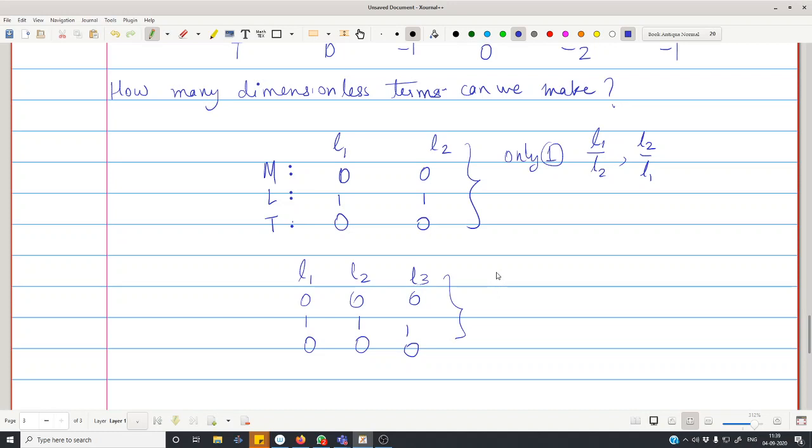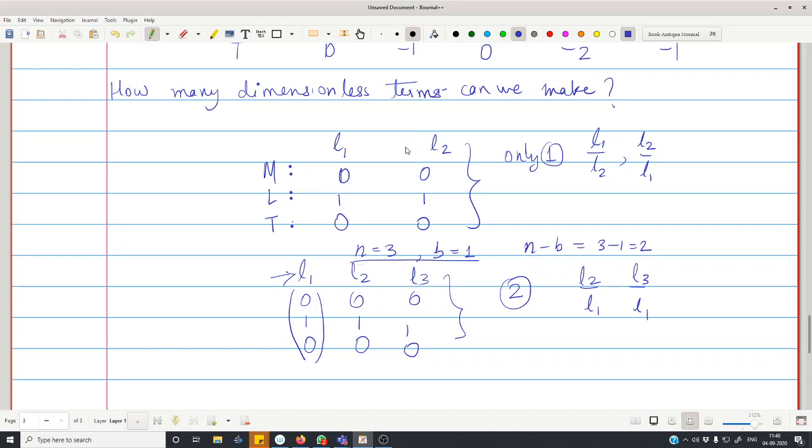Now how many dimensionless terms do we have? No, we will have 2 dimensionless terms: L2 upon L1, keeping one term as the basis, and L3 upon L1. So if we have only one basis term, the number of terms here is 3 and the number of basis terms is 1. In this case, the number of dimensionless terms will be n minus b, which is equal to 3 minus 1, equal to 2.